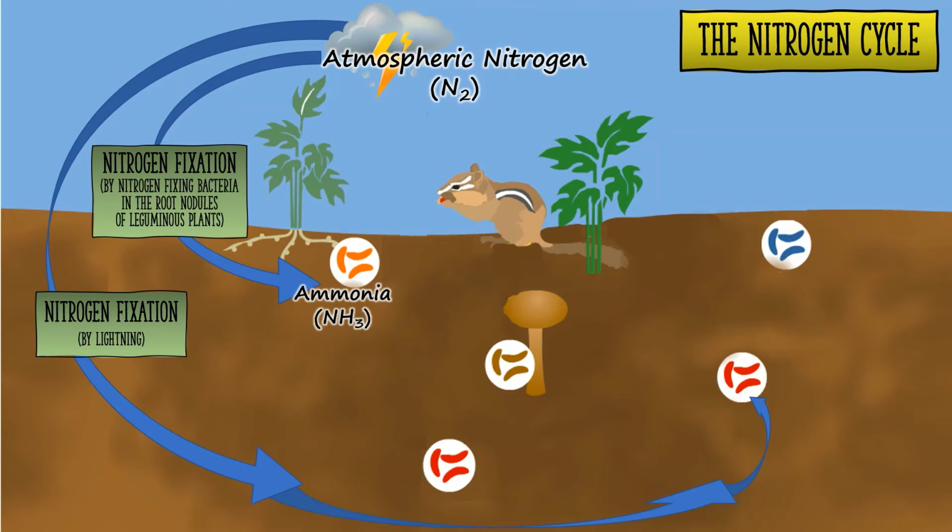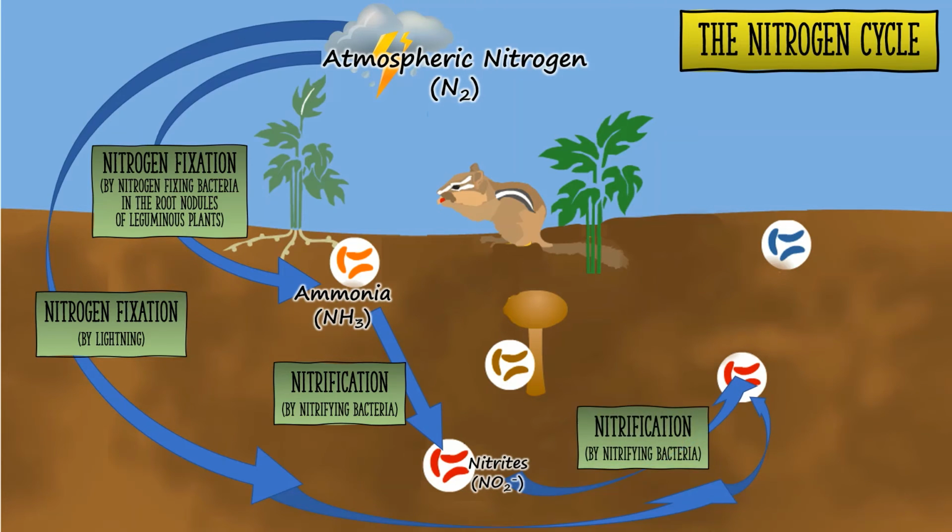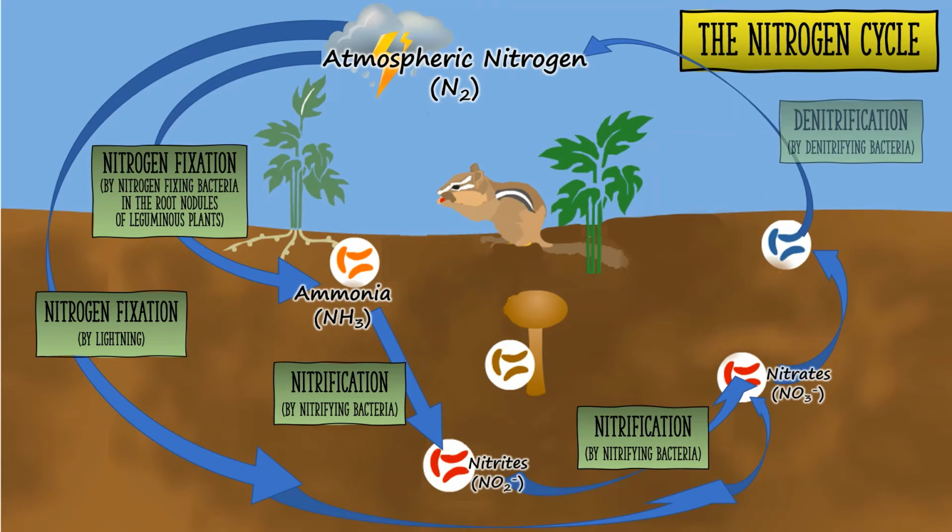Ammonia then needs to be in a form that can be absorbed by plants, so another type of bacteria, nitrifying bacteria, convert ammonia to nitrites first and then to nitrates. If these nitrates are not absorbed by plants, then they can be converted back to atmospheric nitrogen in a process called denitrification by denitrifying bacteria.